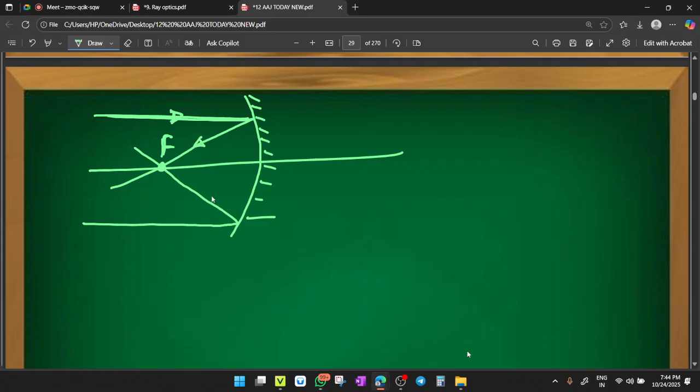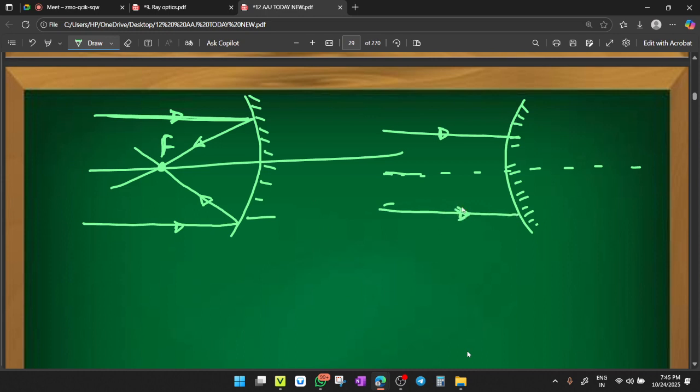So, in real time, the lights are meeting and make a real image. So this focus is called real focus. But in the case of a convex mirror, the polished surface is outward, so it cannot converge the rays of light. And what will happen? If the light rays come parallel to the principal axis, then after the reflection happens here, the ray will reflect like that.